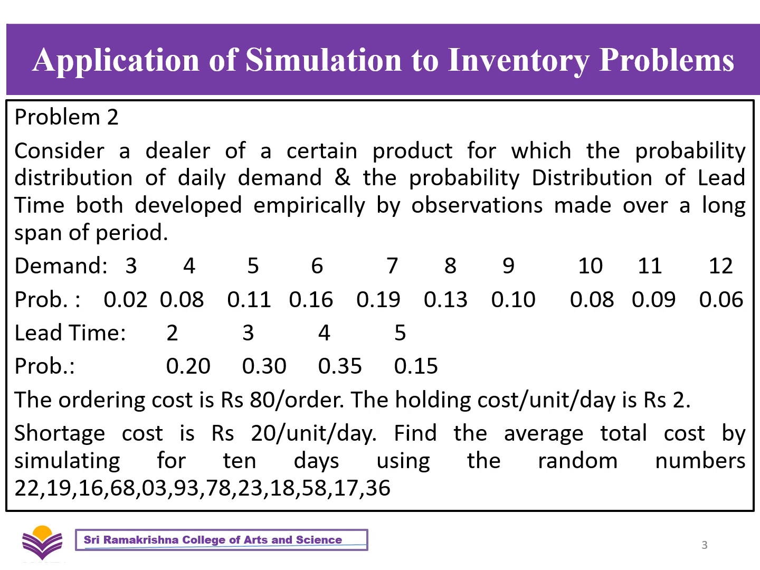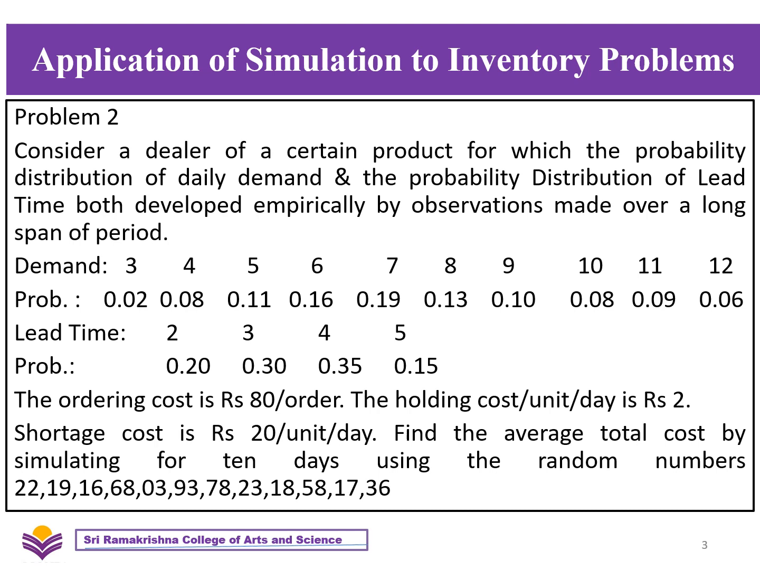The problem here goes like this. Consider a dealer of a certain product for which the probability distribution of daily demand and the probability distribution of lead time are both developed empirically by observations made over a long span of period. Here the demand is given, which varies from 3 to 12 units, and the corresponding probabilities are also given. We also have the lead time as 2, 3, 4 and 5 with the corresponding probabilities.